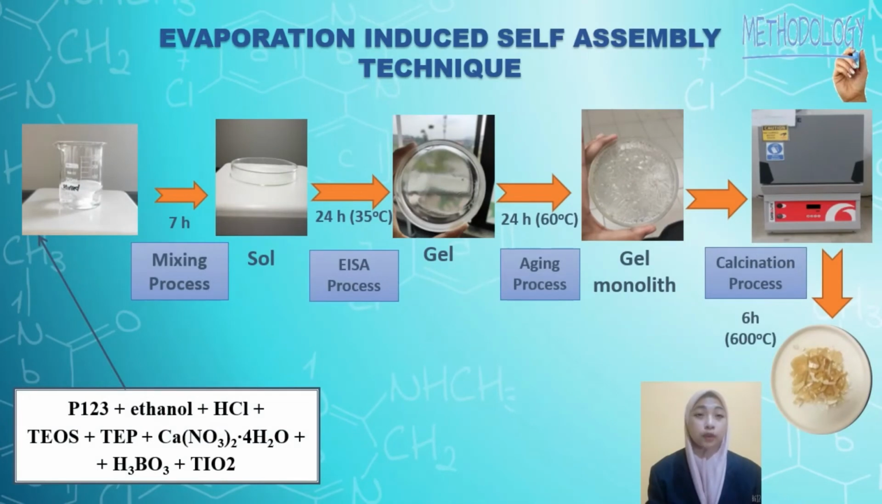For the methodology of the evaporation-induced self-assembly EISA technique, first we mix all the materials for 7 hours and transfer to the petri dish and lay the sample on the hot plate at 35 degrees Celsius for 24 hours. This process is called the EISA process. After that, the sample will go through the aging process, which is keeping the sample at 60 degrees Celsius for another 24 hours. Lastly, the sample will go through the calcination process at the temperature 60 degrees Celsius for 6 hours until the white solid forms.